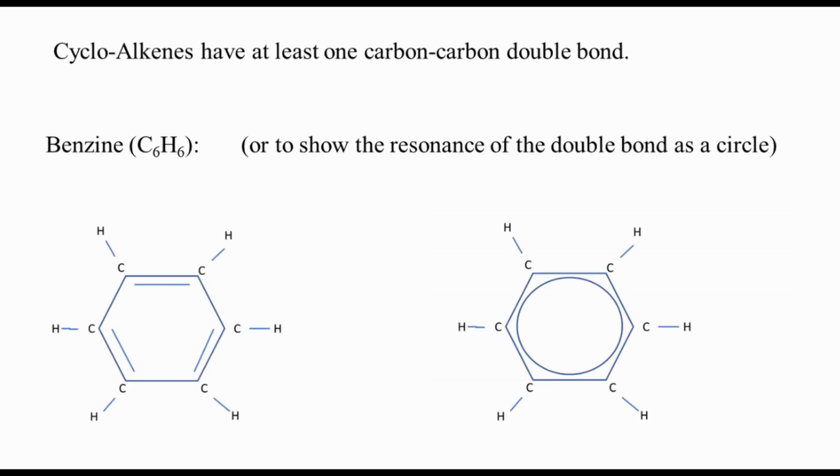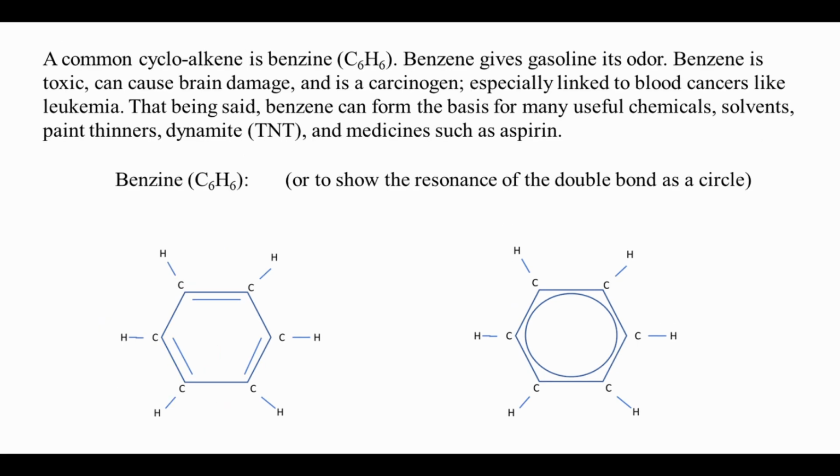Cycloalkenes have at least one pair of double-bonded carbon atoms. They follow the same pattern as cycloalkanes, except the stiffness of the double bonds forces the cycloalkenes to be planar. A common cycloalkene is benzene, C6H6. Benzene gives gasoline its odor. Benzene is toxic, can cause brain damage, and is a carcinogen, especially linked to blood cancers like leukemia.